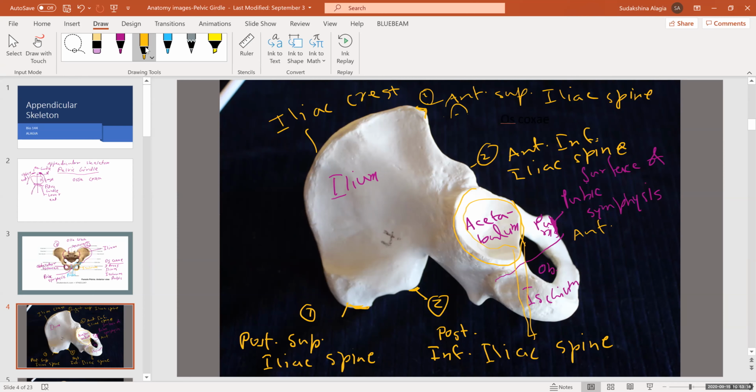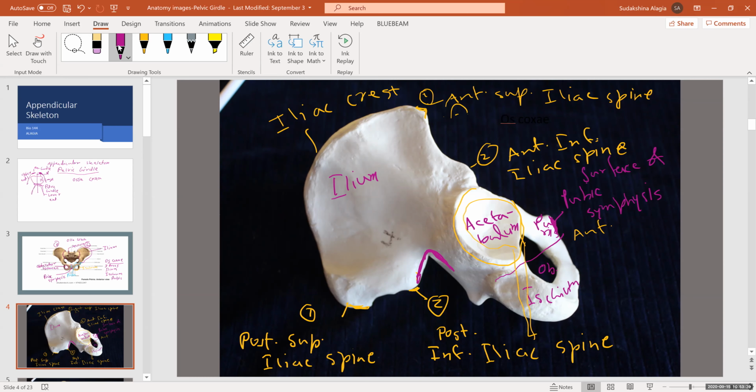That gives us another structure, basically inferior to the posterior inferior iliac spine. There's a notch right there, this notch. I'm going to change the color now. This notch is there to accommodate the sciatic nerve.